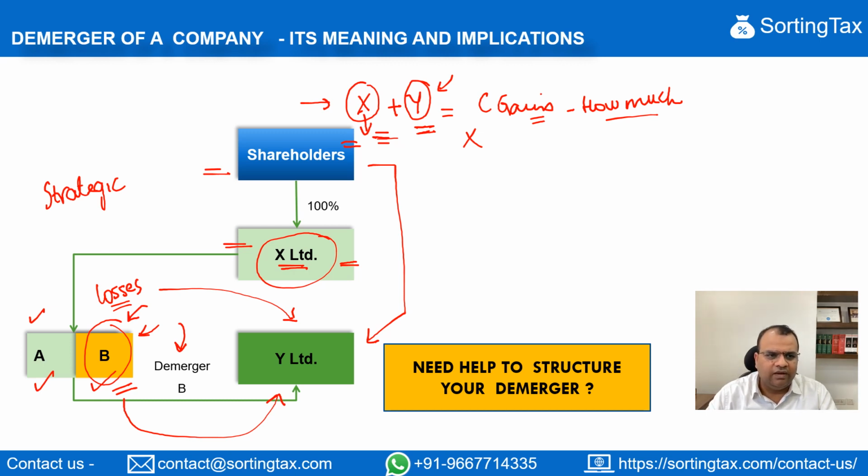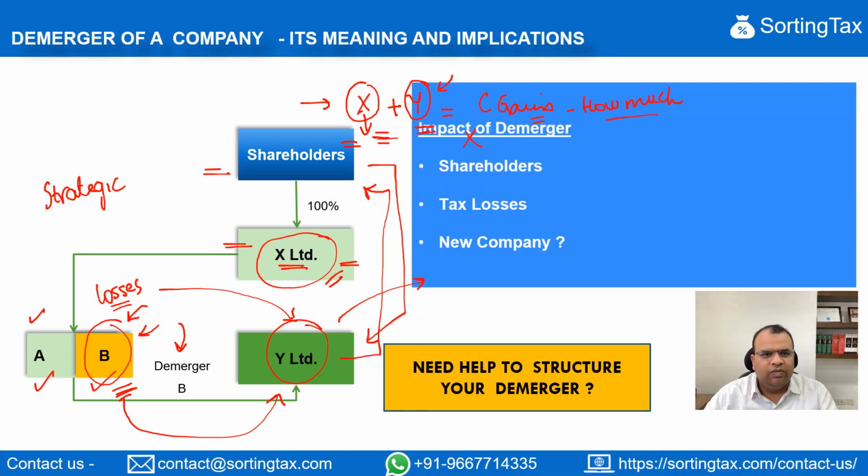Now, what happens to Y? It is getting certain assets. In exchange, it is issuing its shares to the shareholders of the transferor company. So from Y Limited's perspective, the accounting for these assets, whether it is going to be based on tax value or on the accounting value, becomes important. And second, the issue of shares in this company to the shareholders may actually result in change of ownership by more than 51%, in which case the tax losses of Y may also lapse.